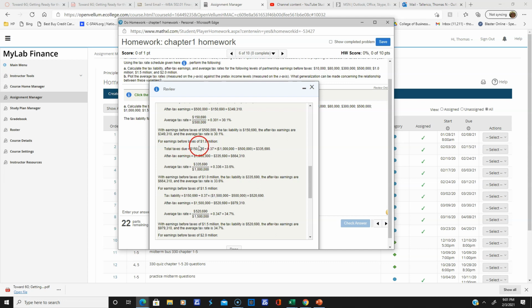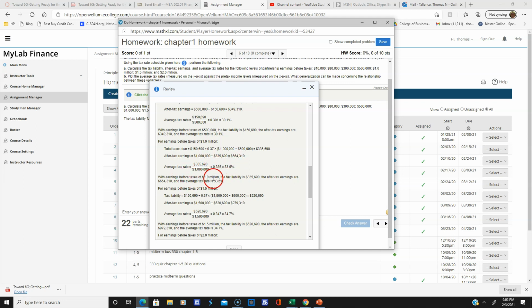For earnings before taxes of 1 million, total taxes due is 150,690 plus 37% of the amount over 550,000. So your after-tax earnings are 1 million minus your total taxes due from this equation here, which is $664,310. Now this is my marginal rate, 37%, but my average tax rate is 33.6%.